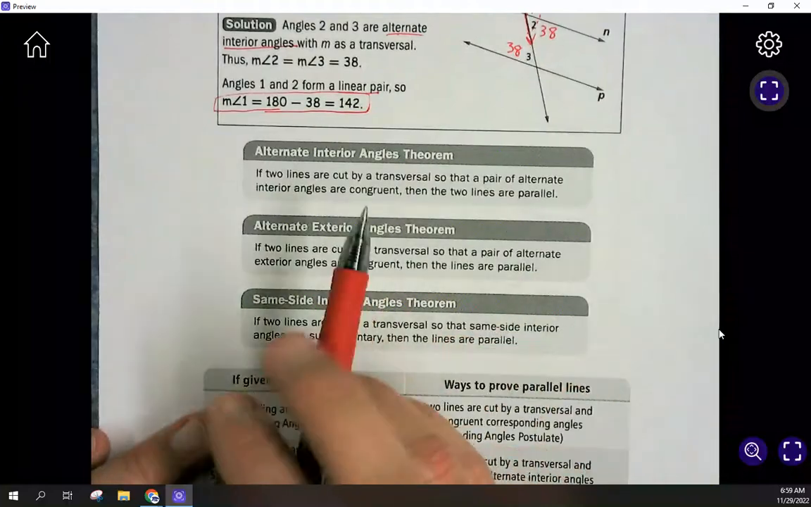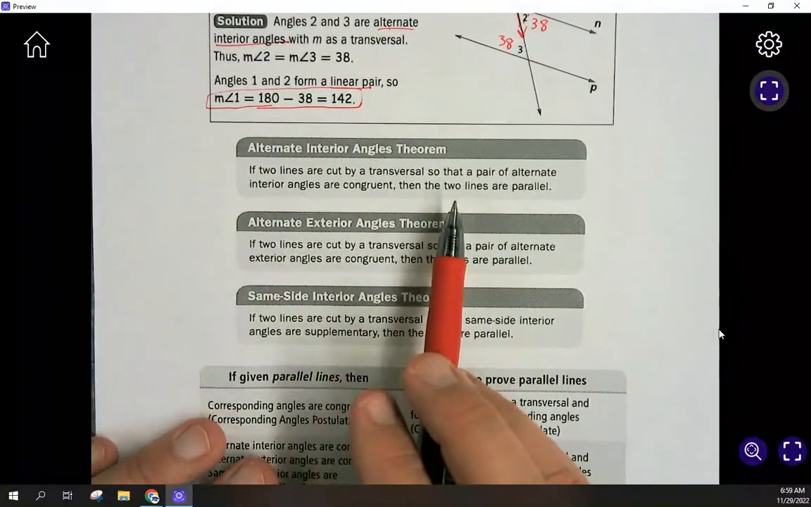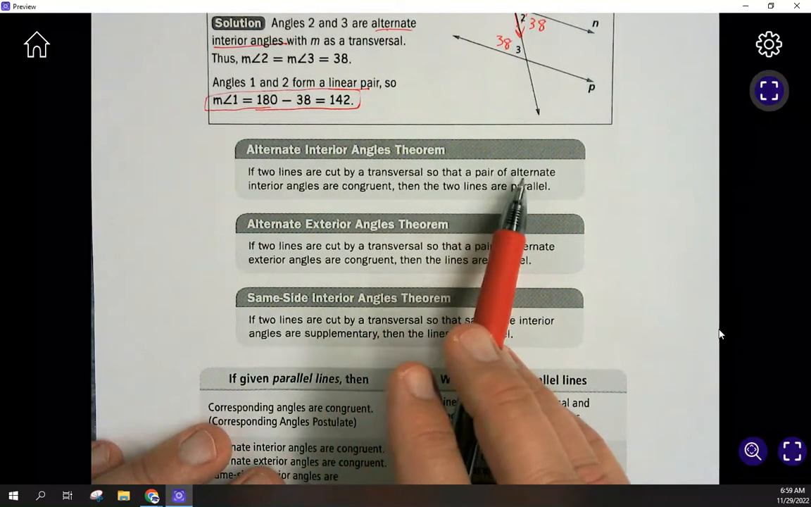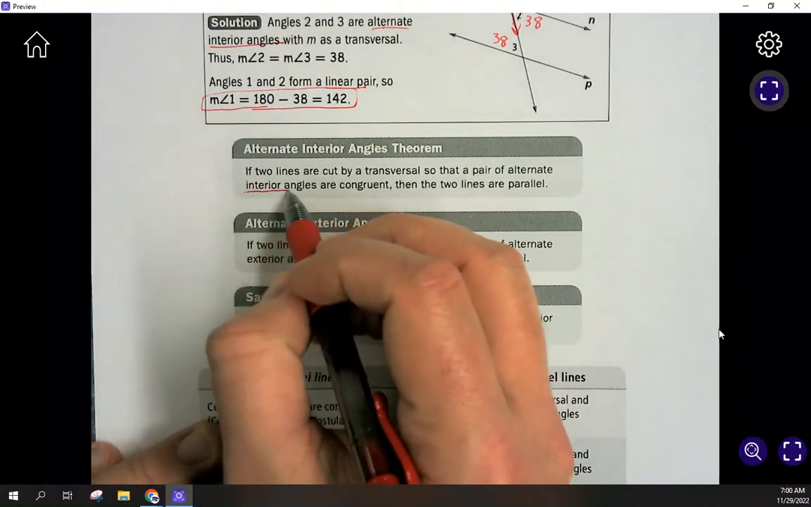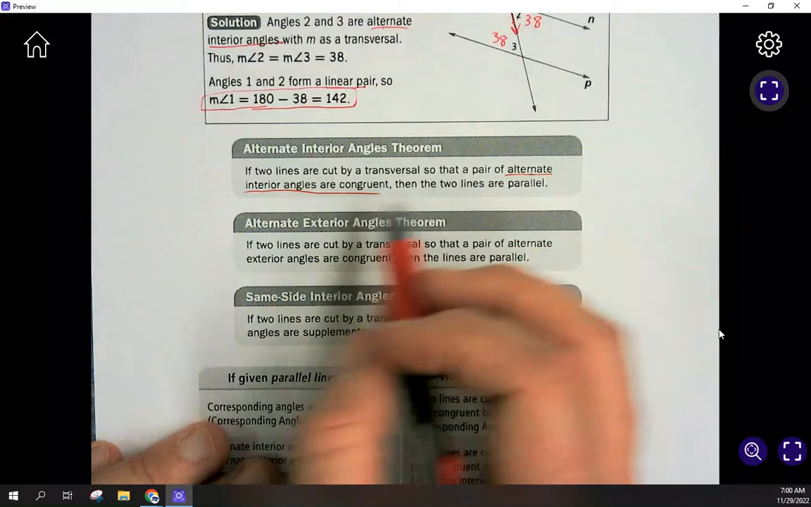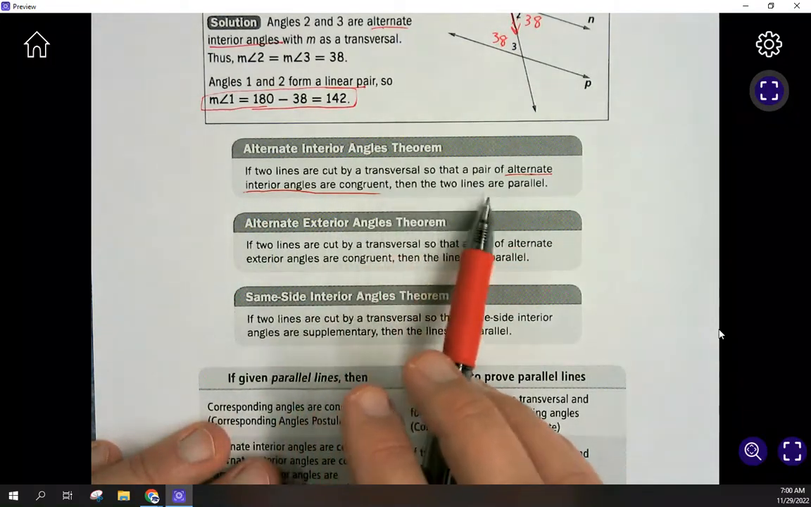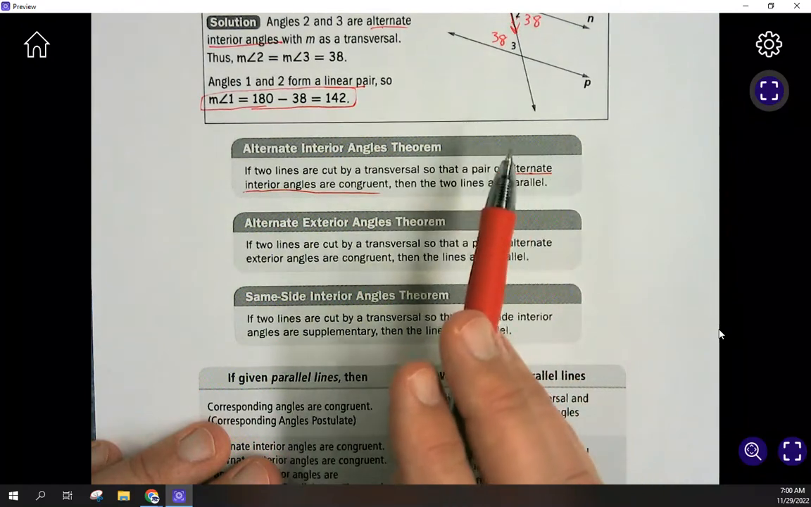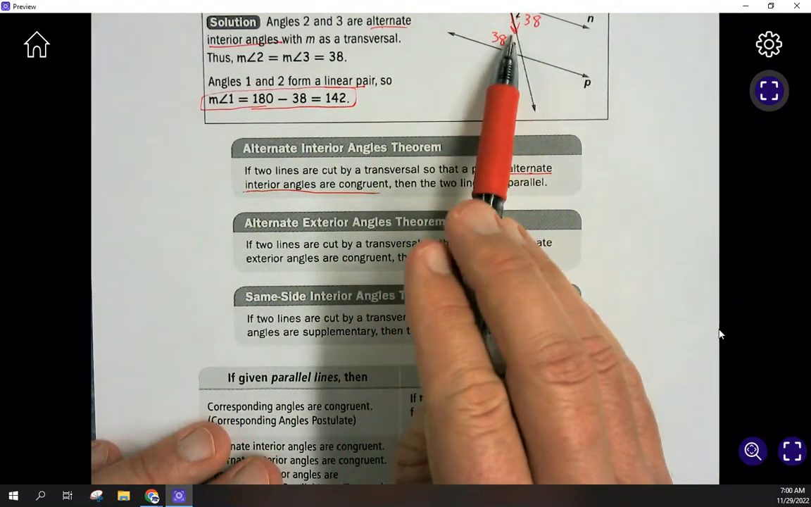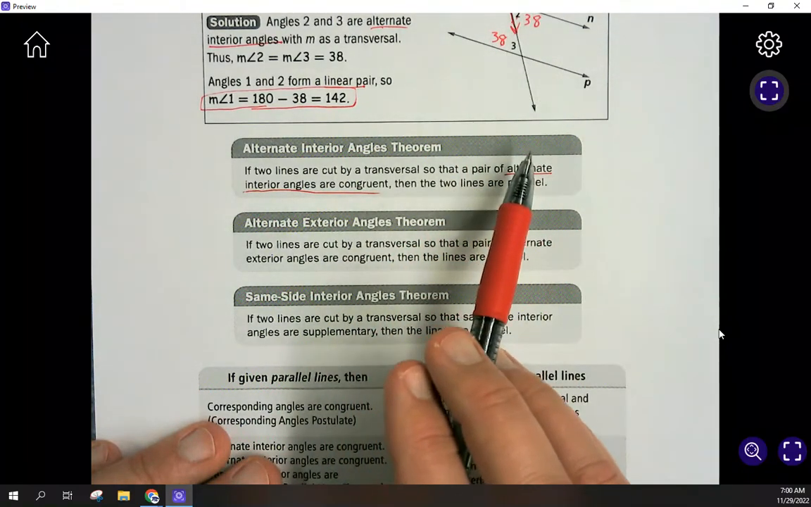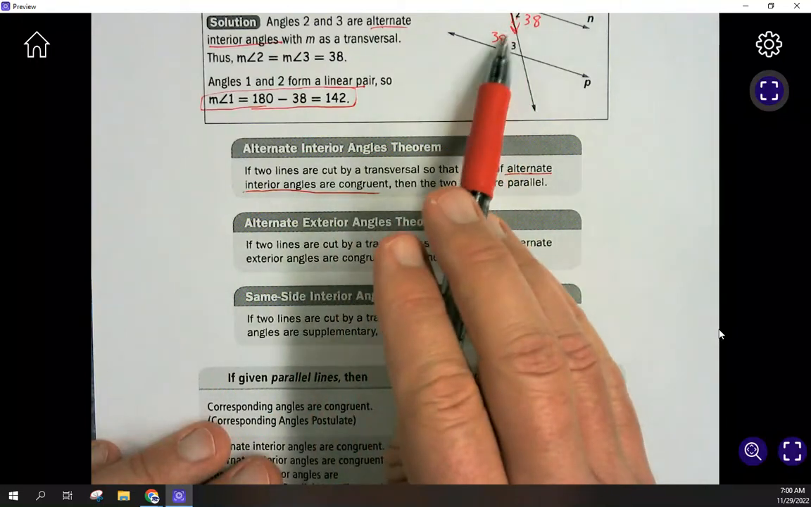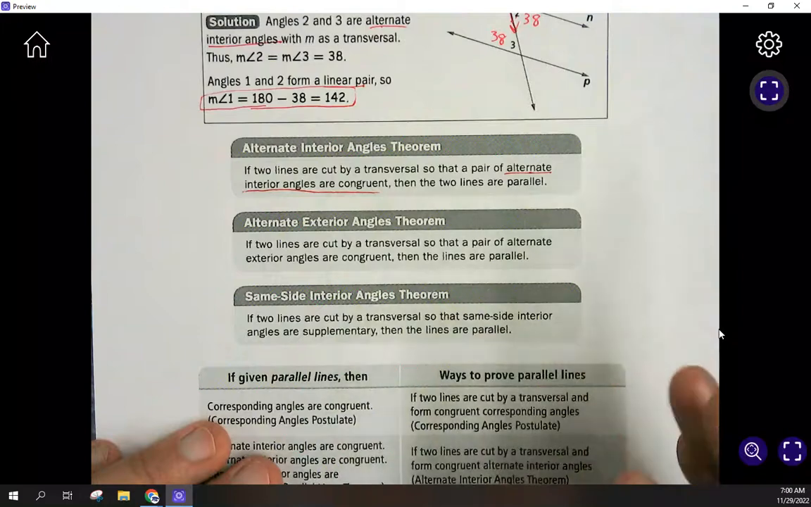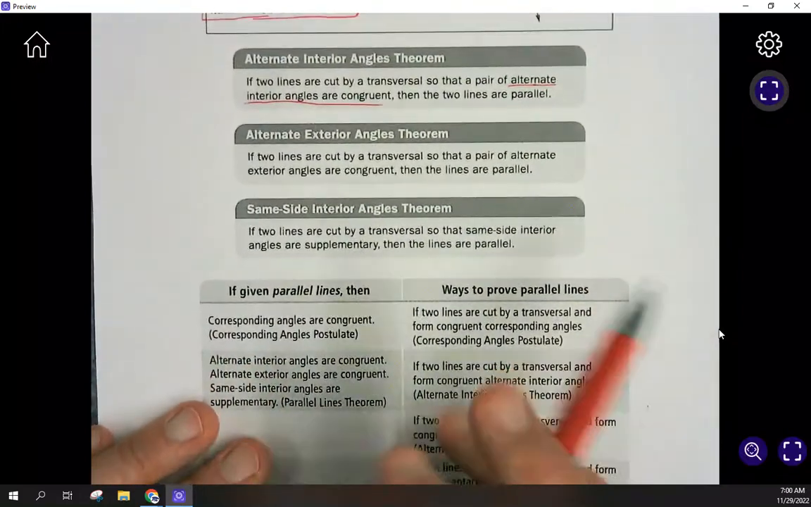So going the other direction now, your alternate interior angles theorem. If two lines are cut by a transversal and I see alternate interior angles are congruent, so if I see equal alternate interiors, then I know those two lines are parallel. So it goes both directions. If I see parallel first, I know alternate interiors are equal. Or if I see alternate interior angles being equal, then I know those lines are parallel. So it's just telling you basically that you can go both ways here.